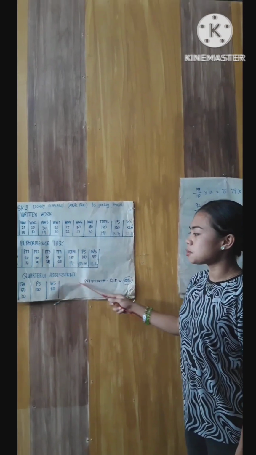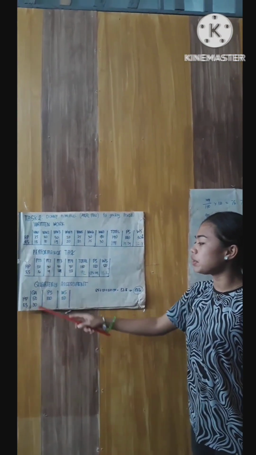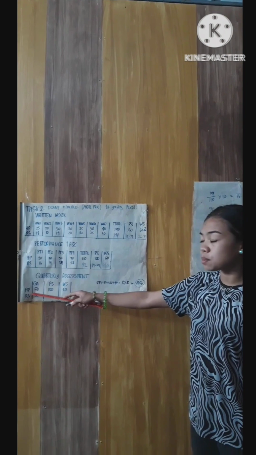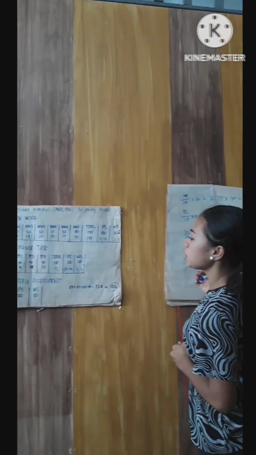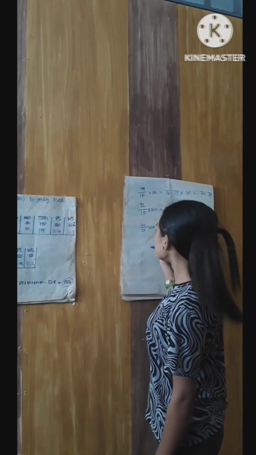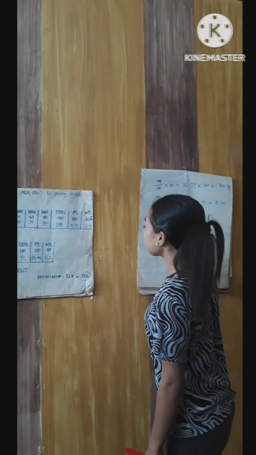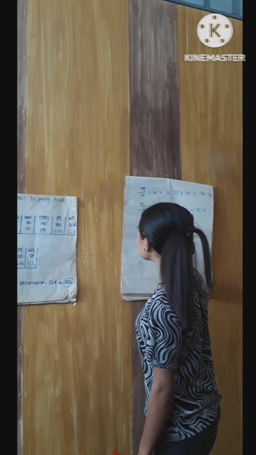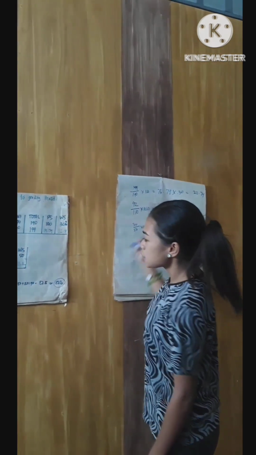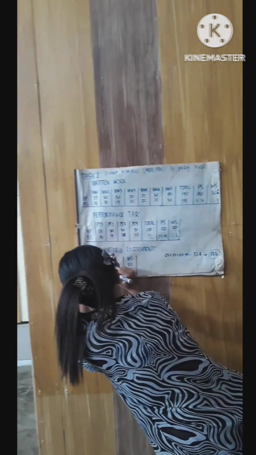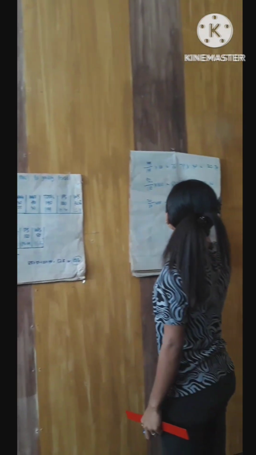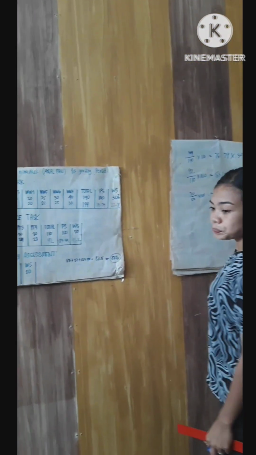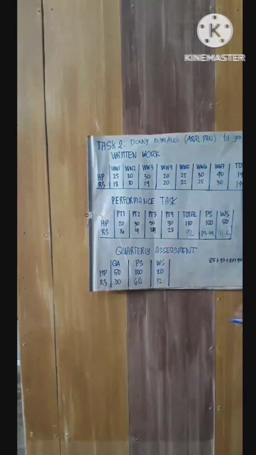Last is quarterly assessment. For the quarterly assessment, we have the raw score of 30 and the highest possible score, which is 50. So to get the percentage score, we will use the formula: raw score 30 over 50, which is the highest possible score, times 100 equals 60. So 60 is the percentage score. To get the weight score, 60 times 20%, so times 0.20, equals 12. So the weight score is 12.